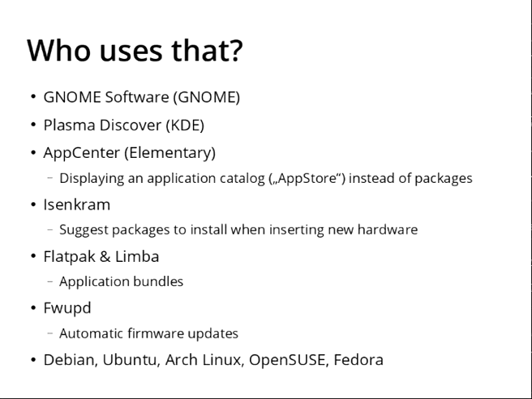Then there's a tool called Isenkram, which suggests packages to install when inserting new hardware, which is really nice to browse the archive to see what software I could use to get the most of my hardware. Flatpak and Limba are software bundling solutions, which also make use of this metadata as their primary format to get information about applications and to enhance the data we have for software centers. So they can decide, do I want this stuff installed from a distribution package, or do I want this stuff installed from a Flatpak bundle, for example.